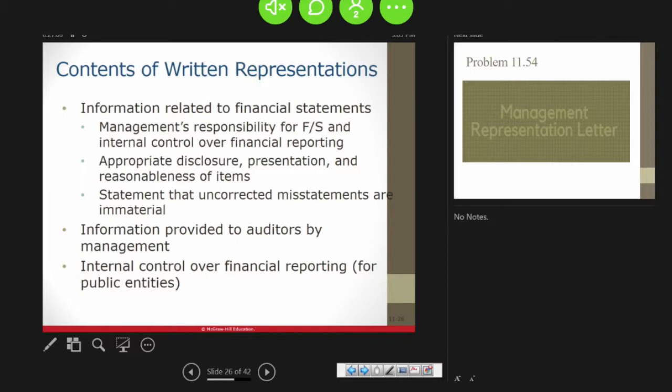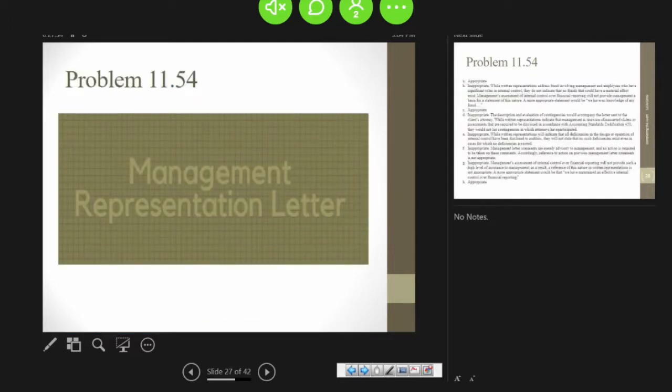And as I said before, if management is unwilling to provide this representation letter, that is considered to be a scope limitation. So this is, again, the final phase of the audit. This becomes an important document in the audit work paper. So an auditor would never not get a representation letter from the client. That's just not acceptable.